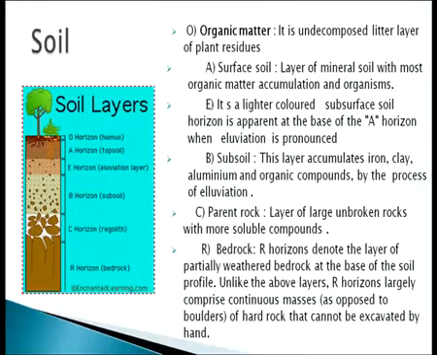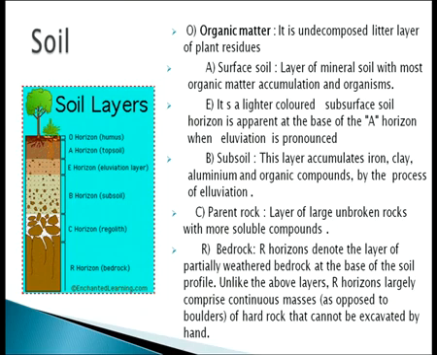Soil is an important component of the ecosystem. The various horizons of the soil are O, A, E, B, C and R as shown in this picture. The O or the organic matter layer is undecomposed litter layer of plant residues. A, the surface soil. It is a layer of mineral soil with most organic matter accumulation and organisms.